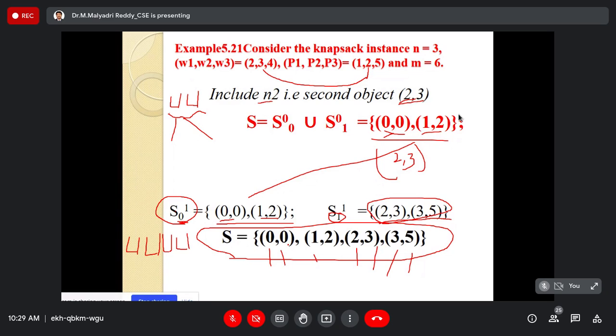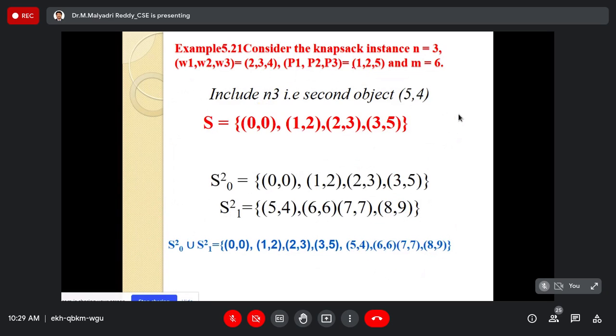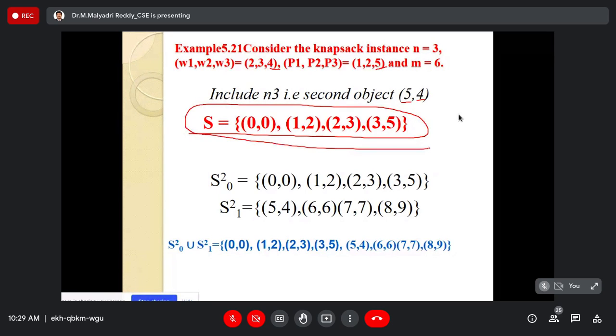So I have to focus on the third object. The third object's profit is 5 and the corresponding weight is 4. Profit is 5 and weight is 4. These are all the four feasible solutions from the end of the second object.